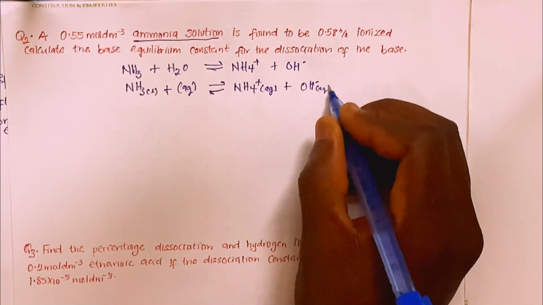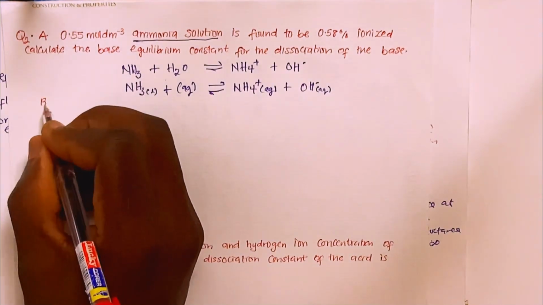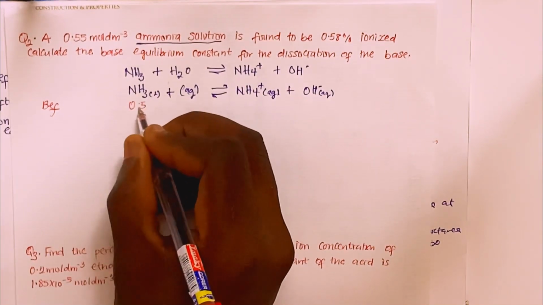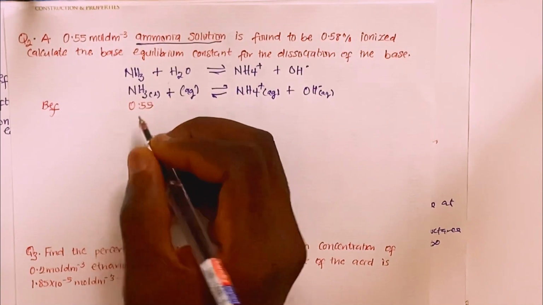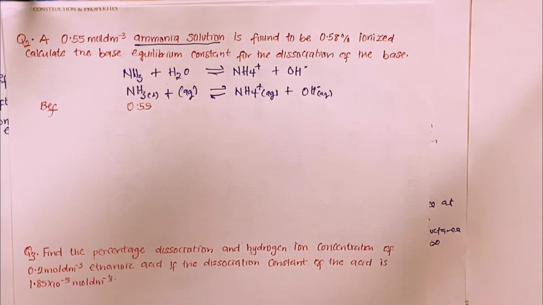So in this case now, the question says a 0.55 mole per dm³ ammonia solution is found to be 0.58% ionized. Calculate the base equilibrium constant for the dissociation of the base. So the first thing: before the reaction, what am I having? I'm having 0.55 mole per dm³ of ammonia solution.